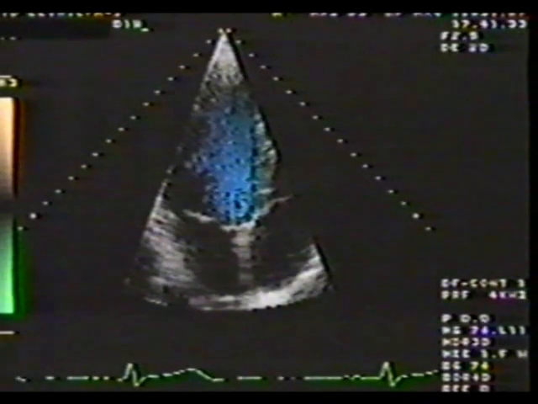With the onset of ventricular systole, the mitral leaflets have closed fully. Flow in the left ventricle is now from the apex toward the base, and it is therefore represented in shades of blue.